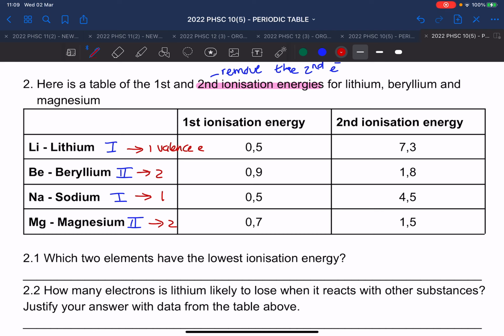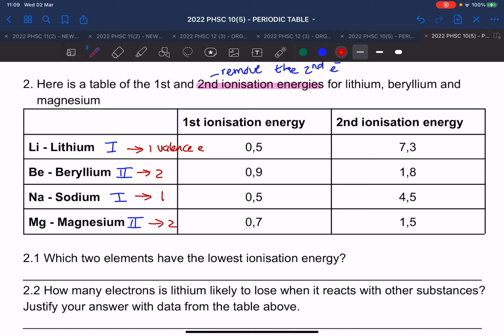All right. Anyway, what does it mean when I say 1 valence electron or 2 valence electrons? It means 1 valence electron in the whole energy level, so it will easily remove that electron, easily give it away. But when we say easily, that's not a scientific term. You can't write in your answer that it will easily remove an electron. What does easily mean?